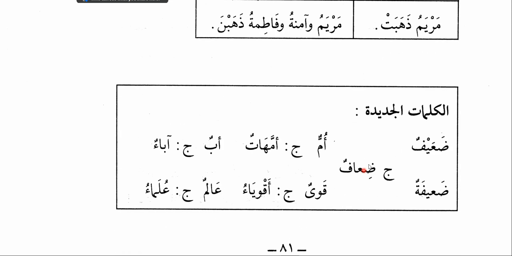So let's check the kalimat al jadid. Da'ifun, di'afun. This is the guest, or duyuf. You can say duyuf also. Ummahat, abu, aba'un. And da'ifatun is for feminine guest. So for both of them you can use di'afun. And qawiyun, aqwiya'u. Alimun, ulama'u. As I have given the plurals for ulama, alim, and qawi, aqwiya'u.